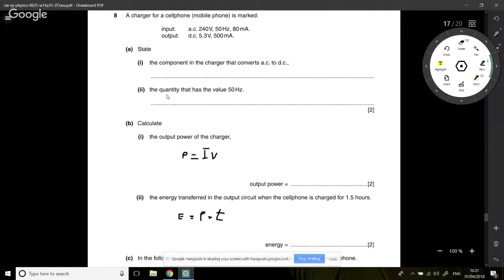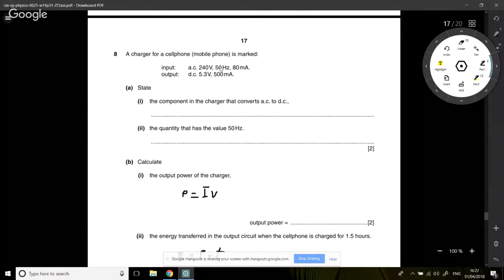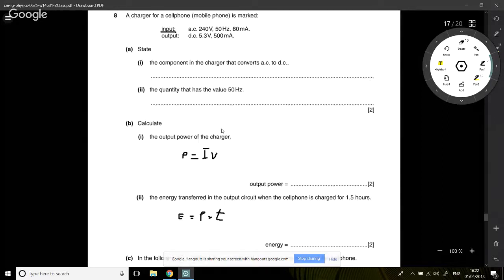And then they want to know what's the quantity that has the value of 50 hertz. Or the input has the 50 hertz. So it's basically the input from the wall, the grid. You would plug this into a wall socket that had 50 hertz, which is your standard in the UK. In other parts of the world, it could be 60 hertz.